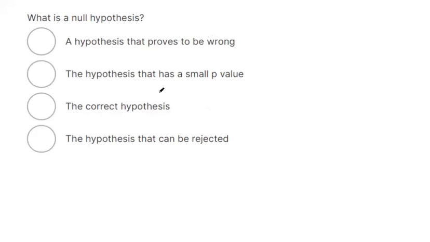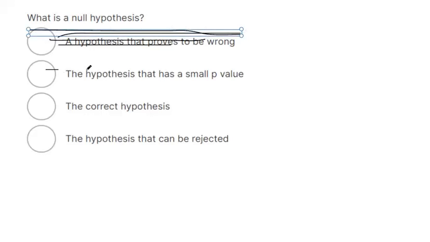What is a null hypothesis? So I just gave you kind of an English definition. The first option is a hypothesis that proves to be wrong. No, sometimes you can reject a hypothesis and sometimes you fail to reject the null hypothesis. So it's not always wrong. The hypothesis that has a small p-value, that's a pretty confusing statement for several reasons, because that's not what a p-value means. So this one's straight out, and the reason is because it's not a hypothesis that has a particular p-value. You can have a p-value that's large or small depending on your null hypothesis. So that's out as well.